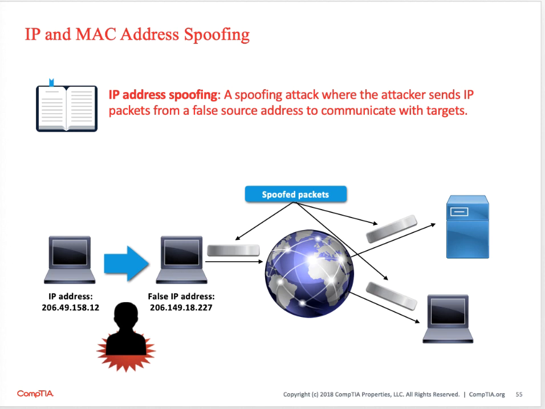IP and MAC address spoofing. So, IP address spoofing is a spoofing attack where the attacker sends IP packets from a spoofed source address, spoofed meaning fake, right, to communicate with targets. And so the intent in this case could be trying to get sensitive information, so that the victim in this case doesn't know who the attacker actually is, right? Or maybe they're going to try to bypass some sort of authentication based on our IP address.